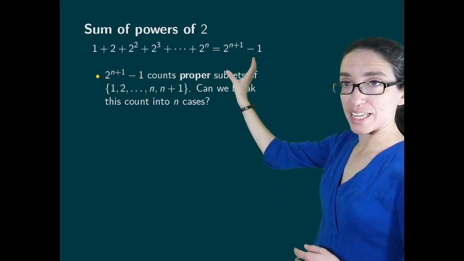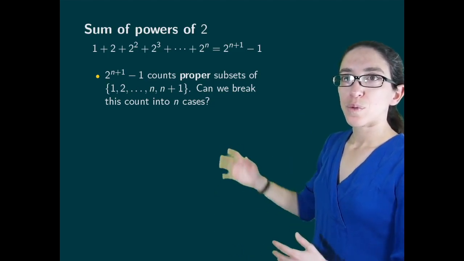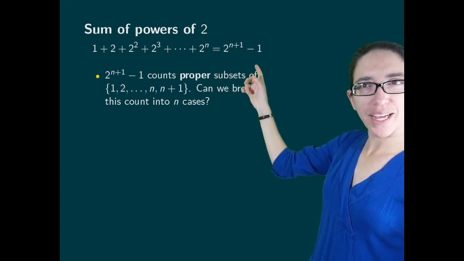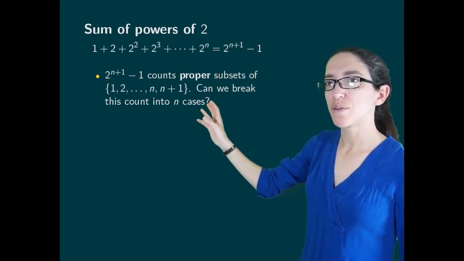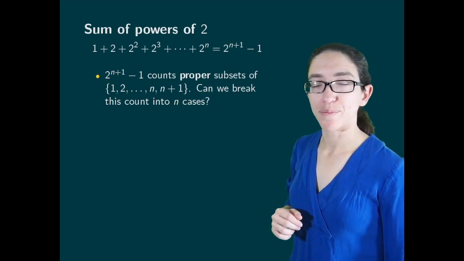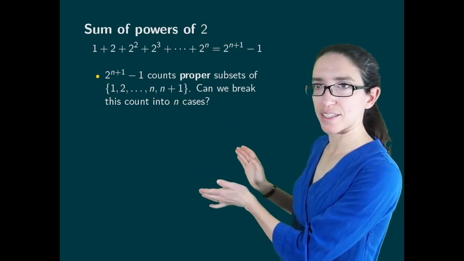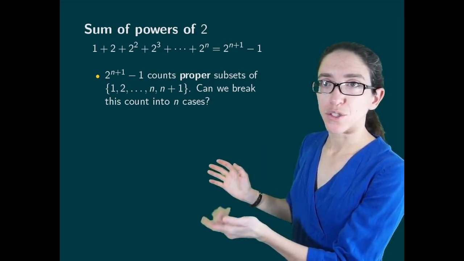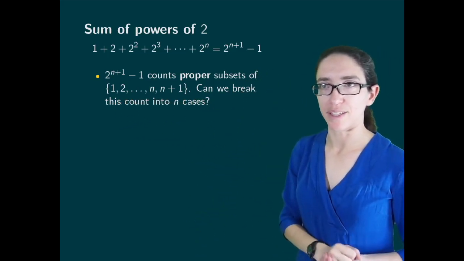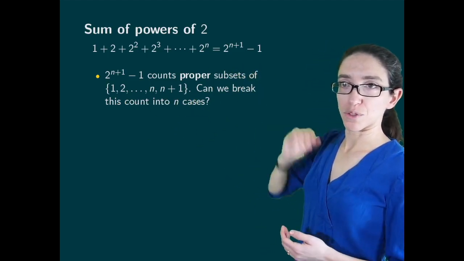First, I'm going to look at the right-hand side since it's simpler and try to make some set that it counts. Well, 2 to the n plus 1 also counts subsets of something, but there's a minus 1 in here. So let's say we're counting proper subsets of the set of numbers from 1 up to n plus 1. A proper subset is a subset that doesn't have all of the elements in it. It only has some of them. So you can't use the full subset 1 through n plus 1, so that subtracts one possibility off the total. So certainly that's an interpretation for the right-hand side.